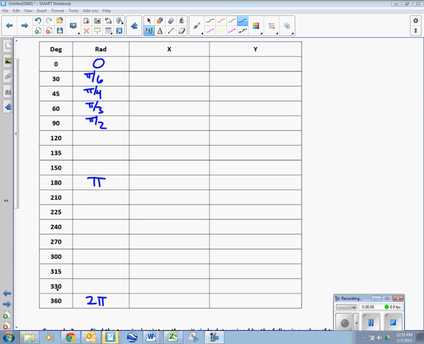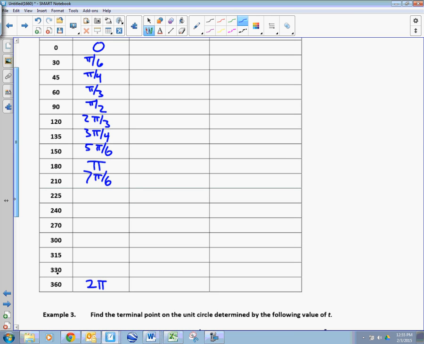120 is how many 60s? 2. 2 of these. So 2 pi over 3. 135 is how many 45s? 3. So 3 pi over 4. 150 is how many 30s? 5. So 5 pi over 6. 210 is how many 30s? 7. 7 pi over 6. 225 is how many 45s? 5. 5 pi over 4.